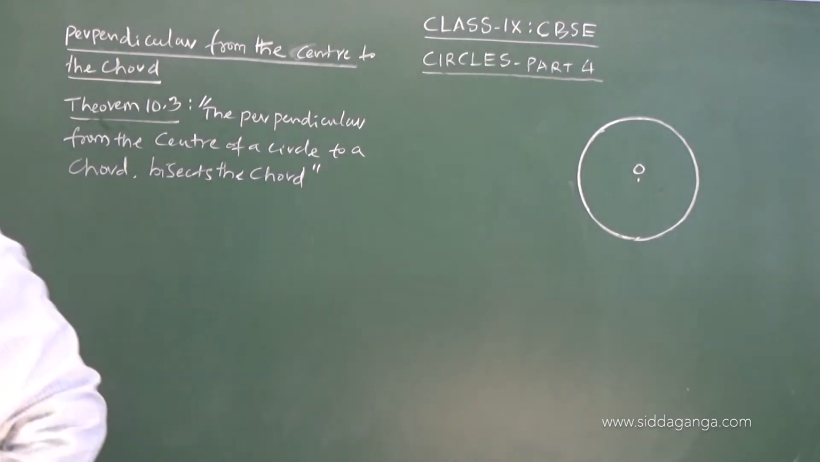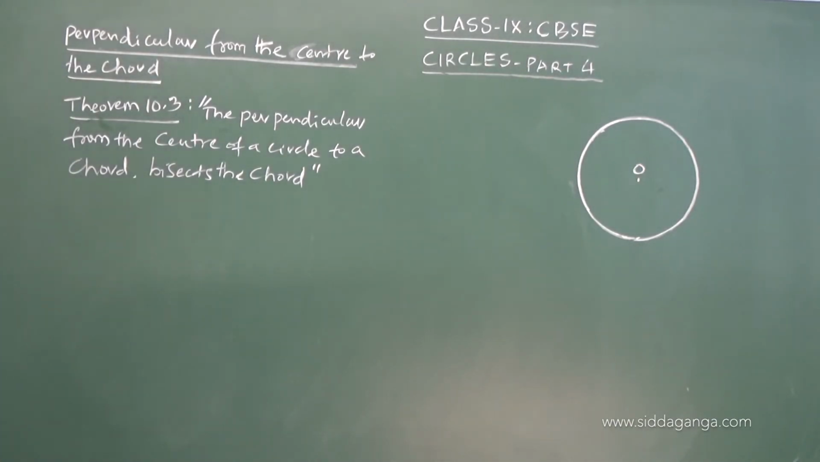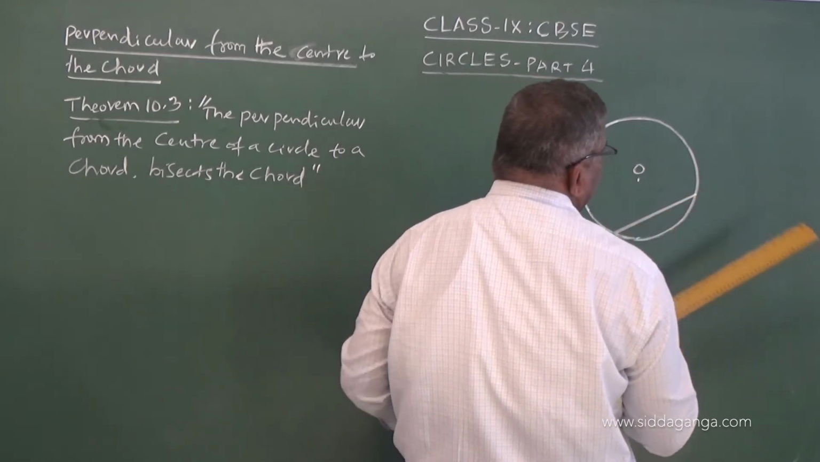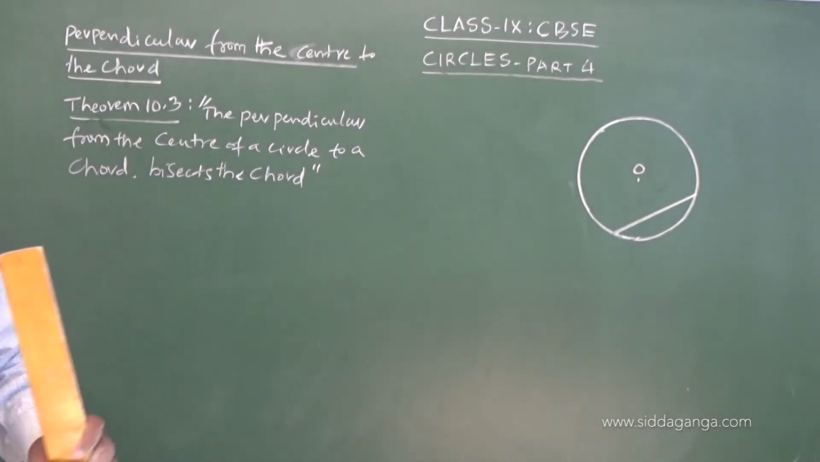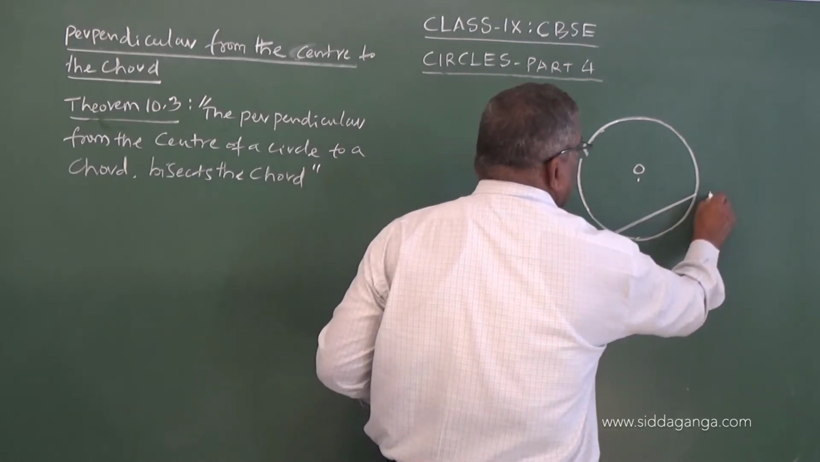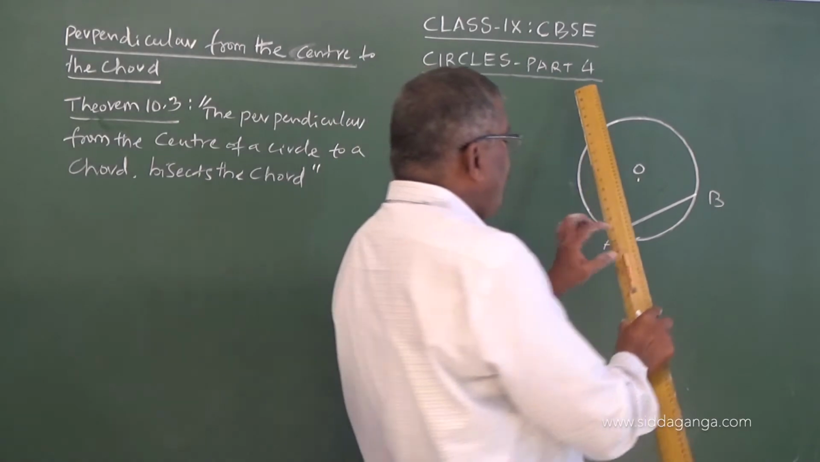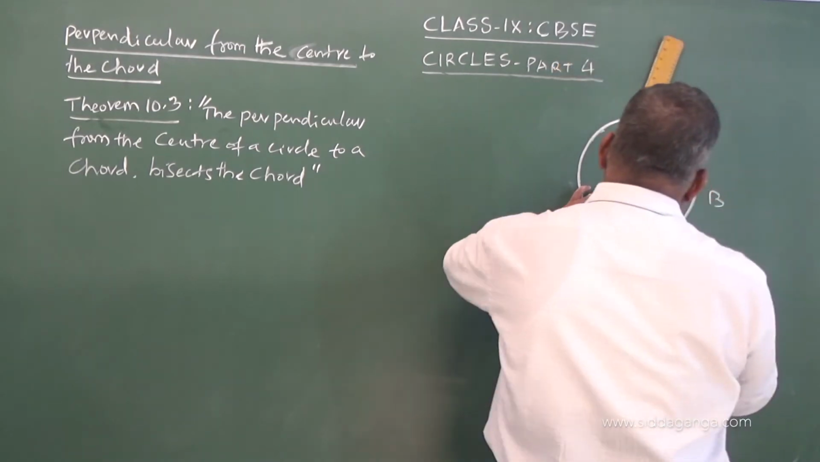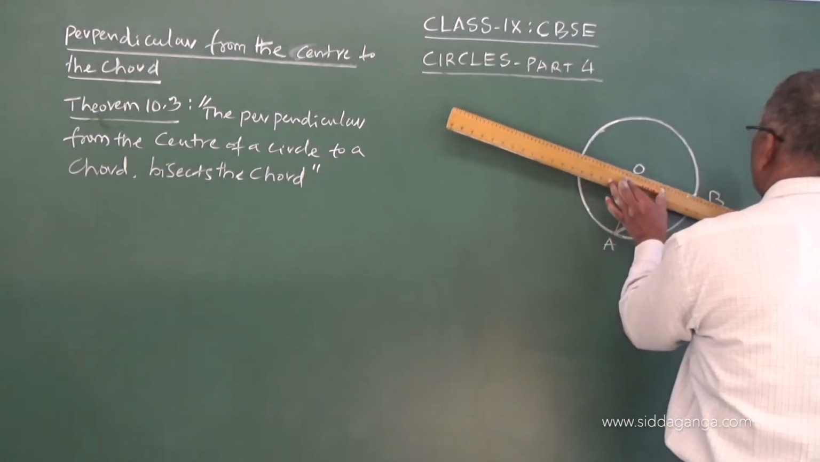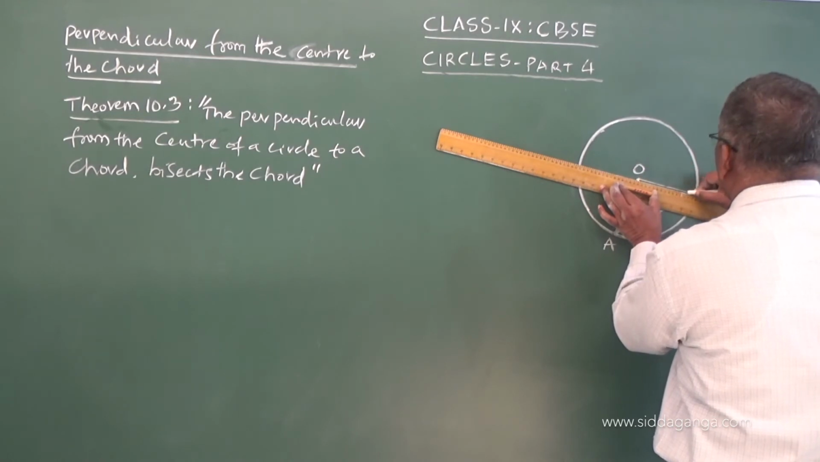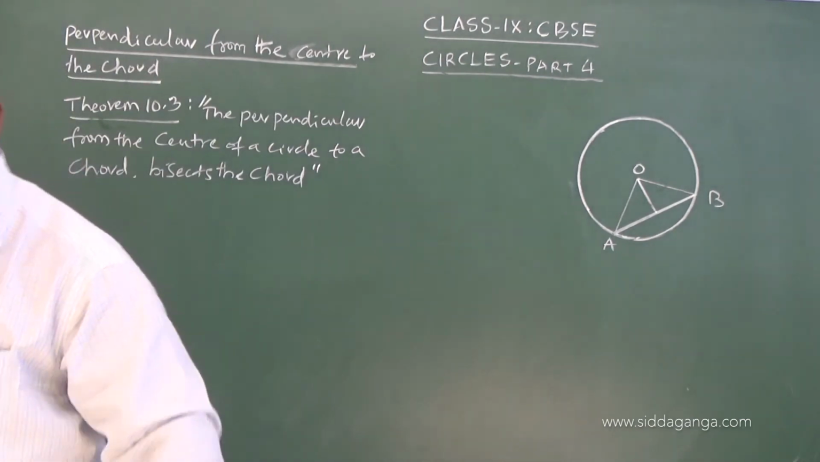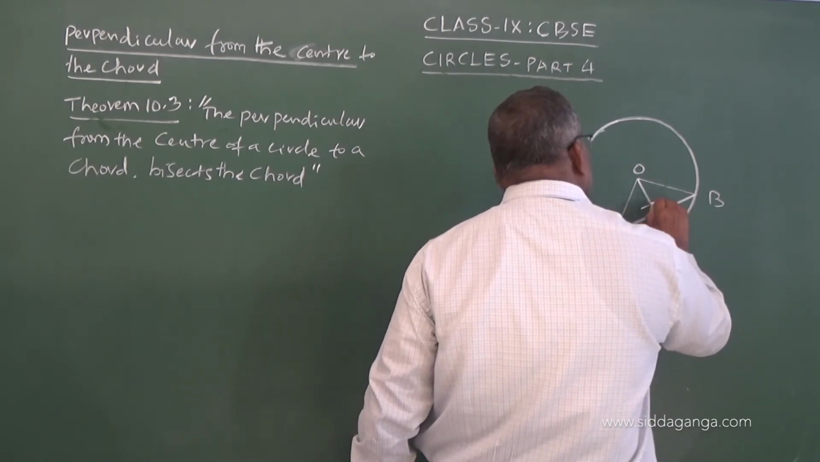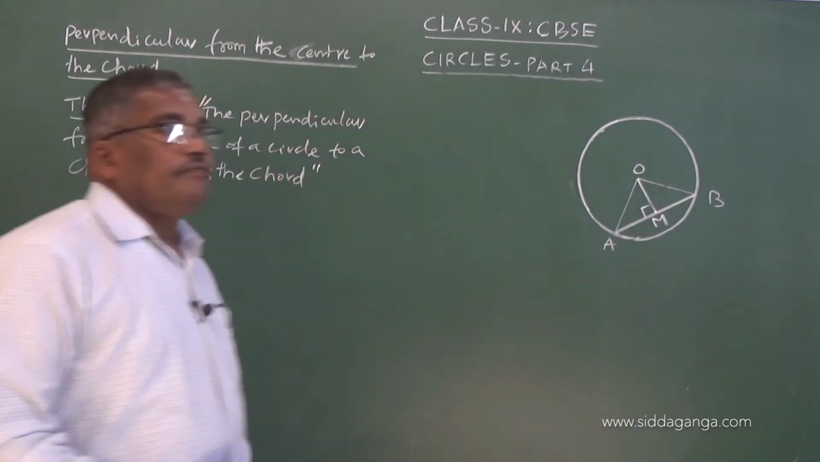Center. Now if you have a chord, see this is a chord, chord AB, let us say, and a perpendicular is drawn from the center to AB, we call this point M. Point M, this is 90 degrees. This is the diagram.